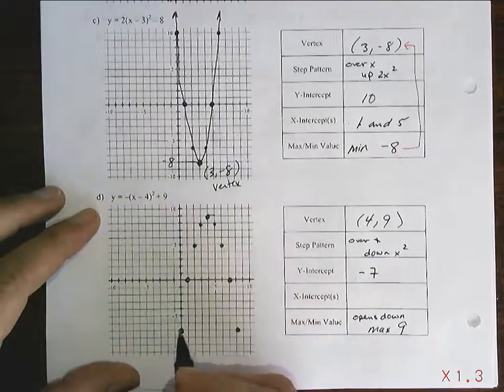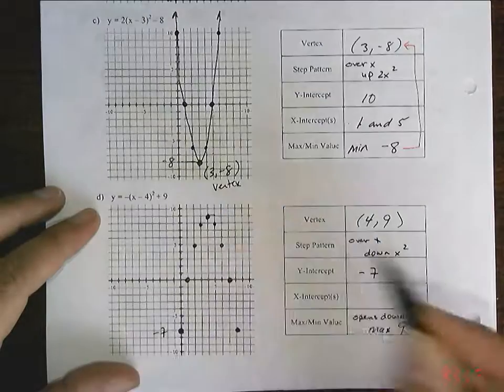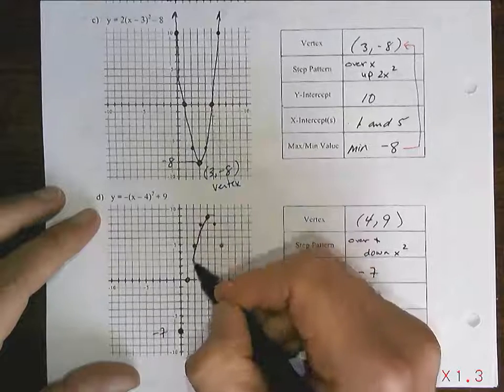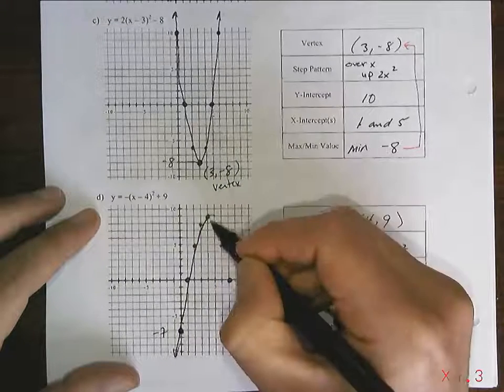And so what is this value? This is negative 5, negative 6, negative 7. So look, there's my y-intercept, negative 7. And here's my parabola.